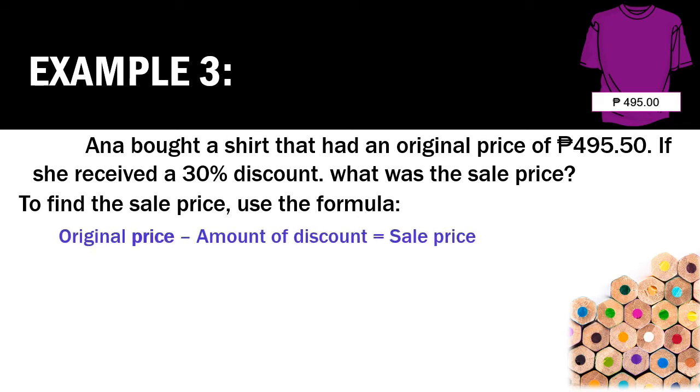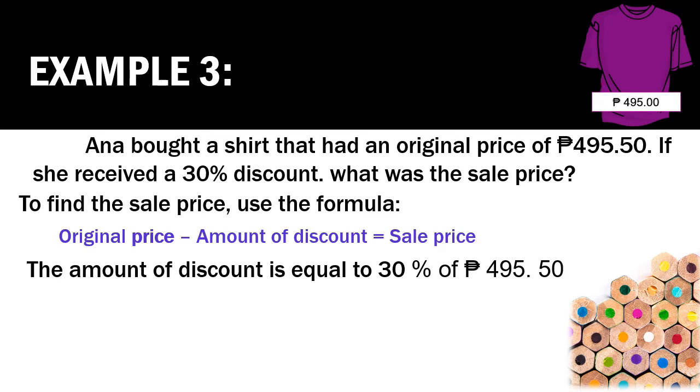Original price minus amount of discount equals sale price. The amount of discount is equal to 30% of 495 pesos and 50 centavos, or 30 hundredths times the original price, which is 495 pesos and 50 centavos. That is equal to 148.65. 148.65 is the amount of discount.